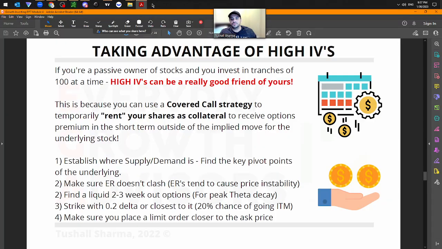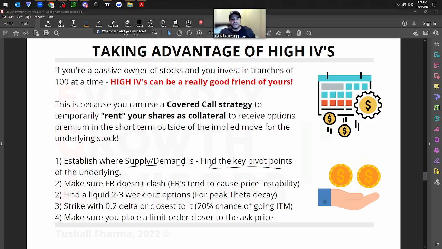Well, the first thing I will do is establish where supply and demand is, and I've already established that. Find the key pivot points of the underlying. Then make sure that the ER doesn't clash, because earnings reports will cause the market to speculate, so it can cause abrupt movements in the stock. And we don't want to get ourselves into an IV crush. Even though IV crush would be beneficial for us, we also risk the contract being in the money, which can cause a lot more problems than we want. So we don't want to deal with being assigned. We just want to collect premium.